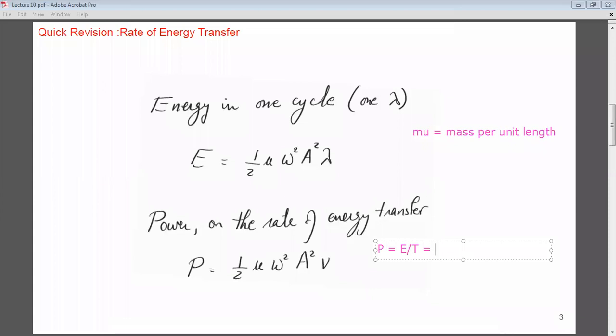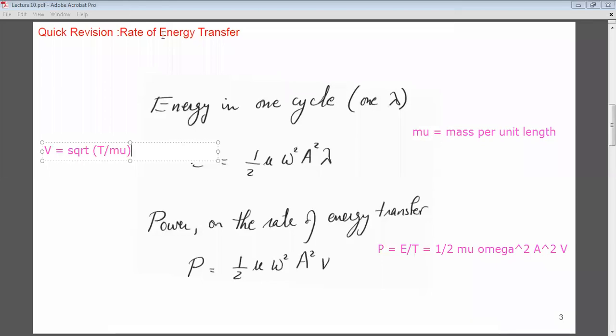So it is E, which is half mu omega squared A squared lambda over T, but lambda over T is nothing but lambda f, and lambda f is V. Okay, where V is the speed of the wave, not sound, sorry. Here also you have to remember that V is equal to the square root of tension over mu. We will also be using this equation.